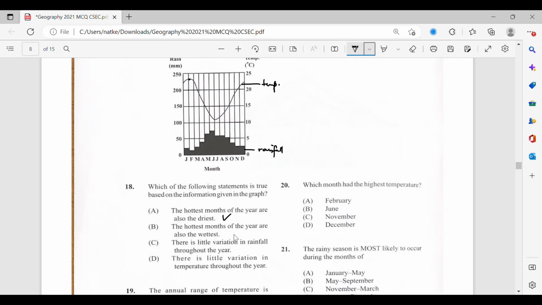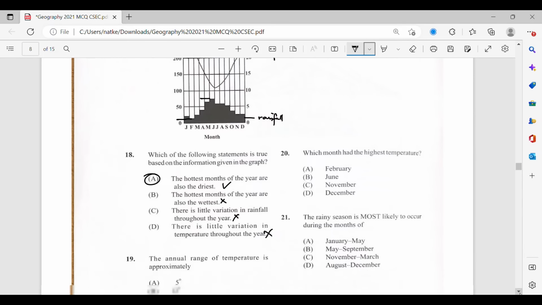The hottest months of the year are also the wettest. So that is actually the opposite. They're not the wettest. So that one is out. There is little variation in rainfall throughout the year. Not true. We are seeing great variation there. See that? And then this height up here, and so on. There is little variation in temperature throughout the year. We're not seeing that either. The variation is large. So for number 18, it is letter A.